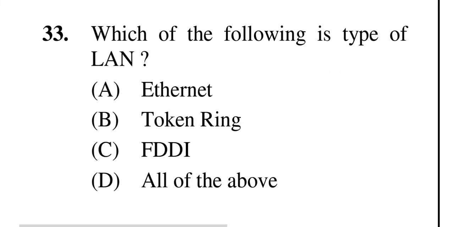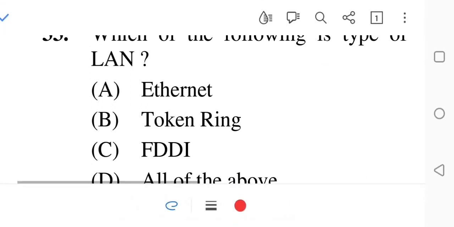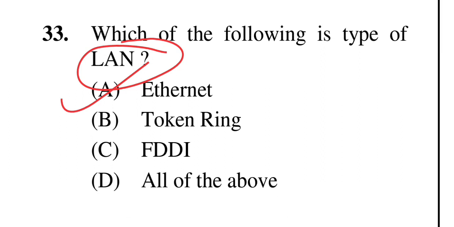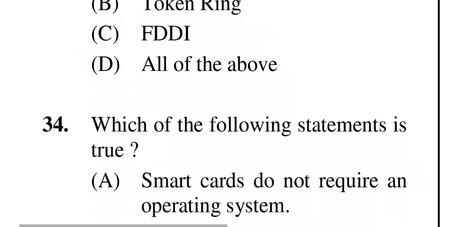33. Which of the following is a type of LAN? Ethernet, token ring, FDDI, all of the above. The correct answer is: Ethernet is a type of LAN. It is also related to computers and the internet. So try to know about it through your Google search or whatever you would like to do.